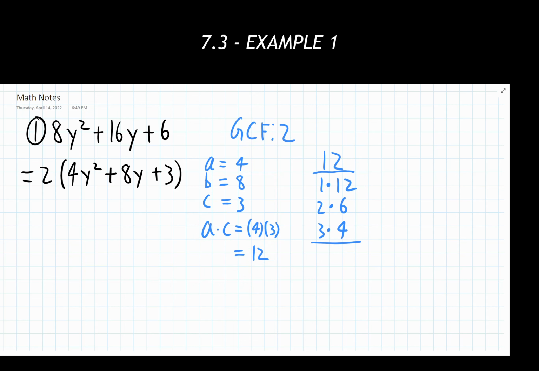So great, now I just need to determine which of these numbers when added together is going to result in giving me my B value of 8. So if we look through these, we think, okay, well, 1 times 12, that doesn't work.